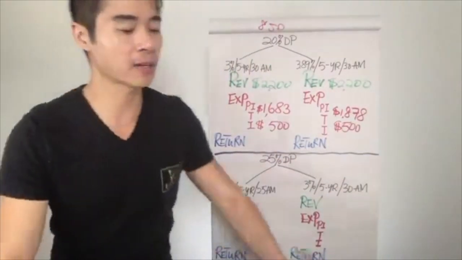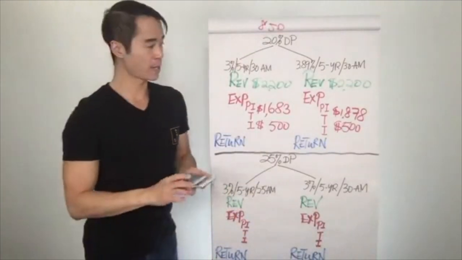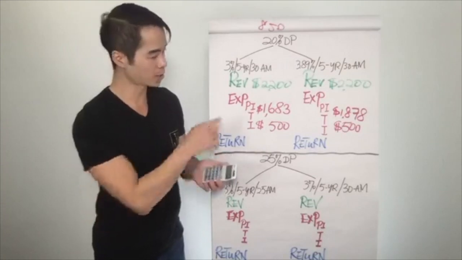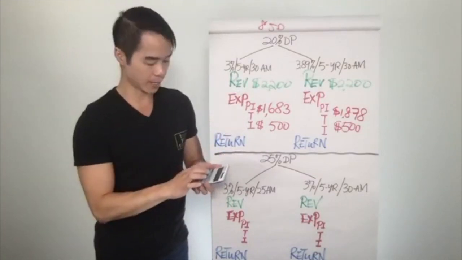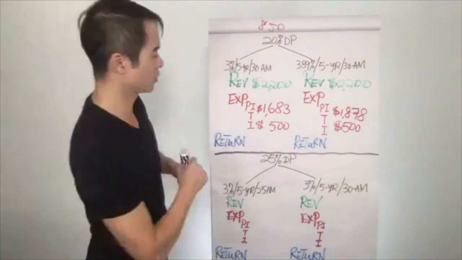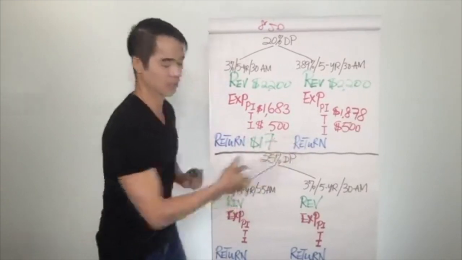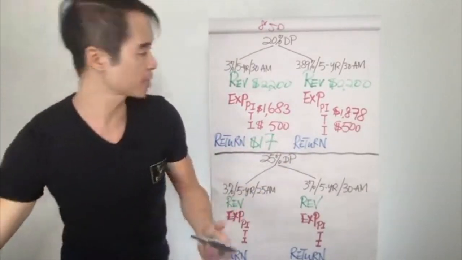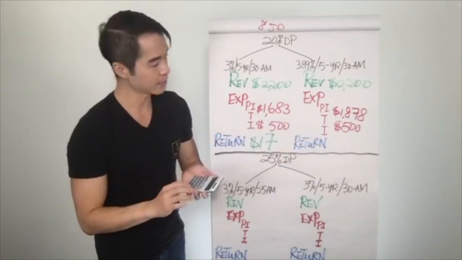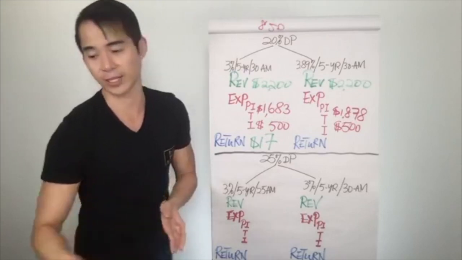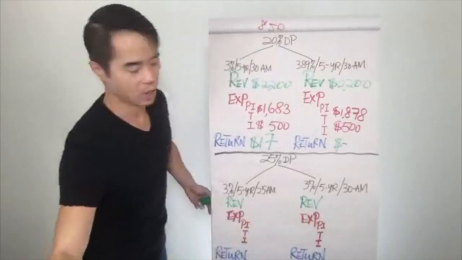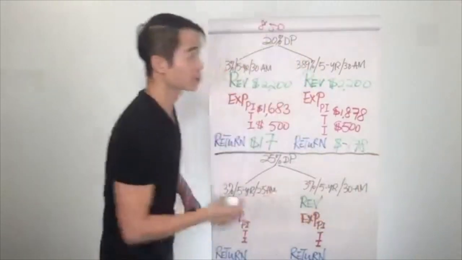So if you want to take out your calculators now, we're omitting some of the other expenses. However, this is just, once again, to prove a point. So 2,200 minus 1,683 and then minus 500. So now we have a cash flow of $17, like yesterday. The other side of this is we're going to take 2,200 minus 1,878 and then minus 500. And all of a sudden, you're going to go into minus $178.